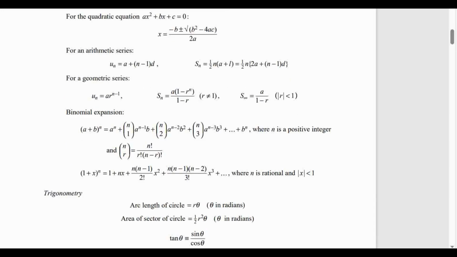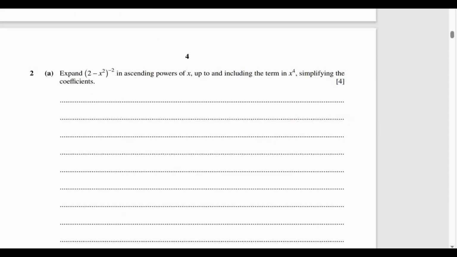Now this is a very important point from the formula sheet. We will use the first formula when the power n is a positive integer. Here we can see the value of n is a negative integer.